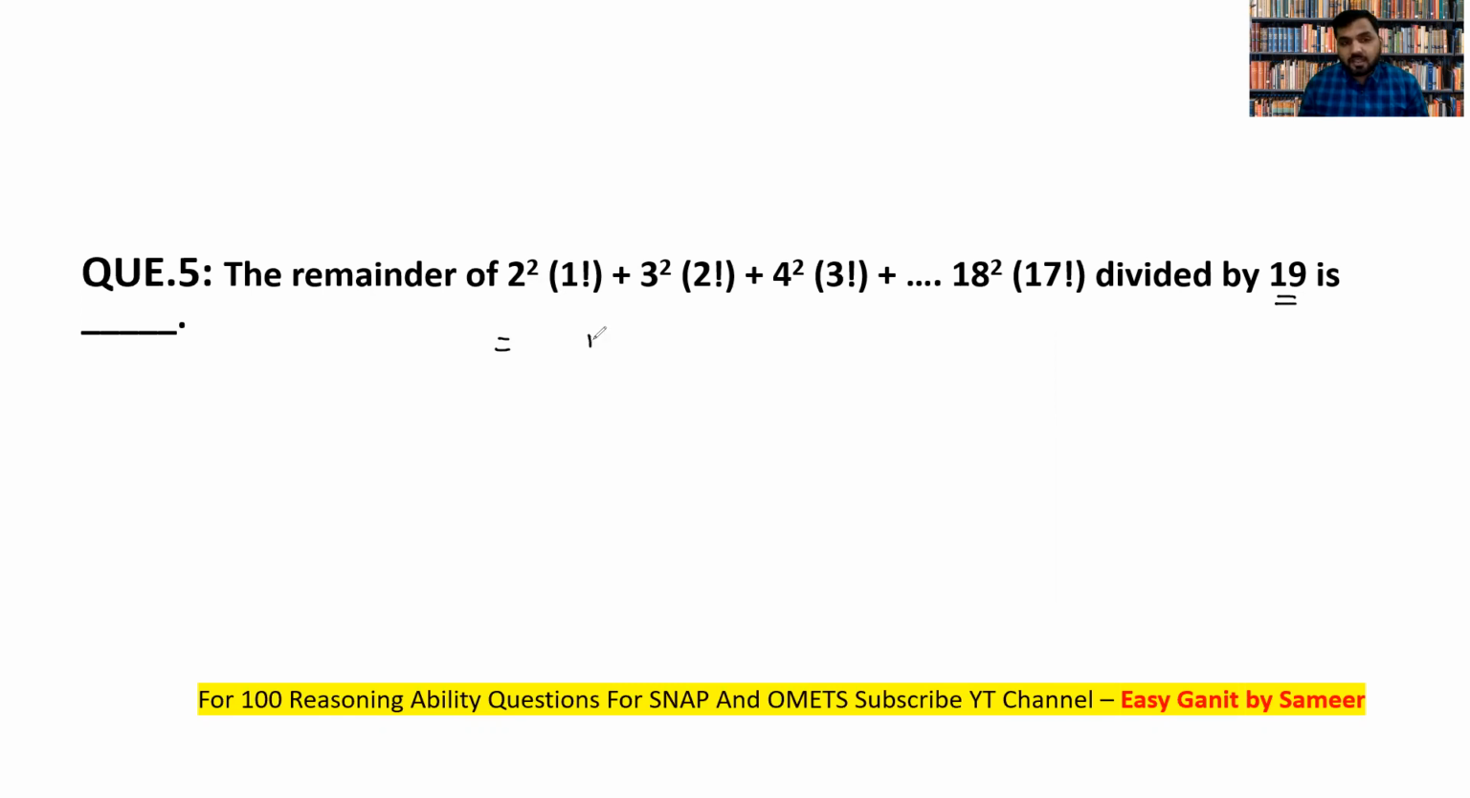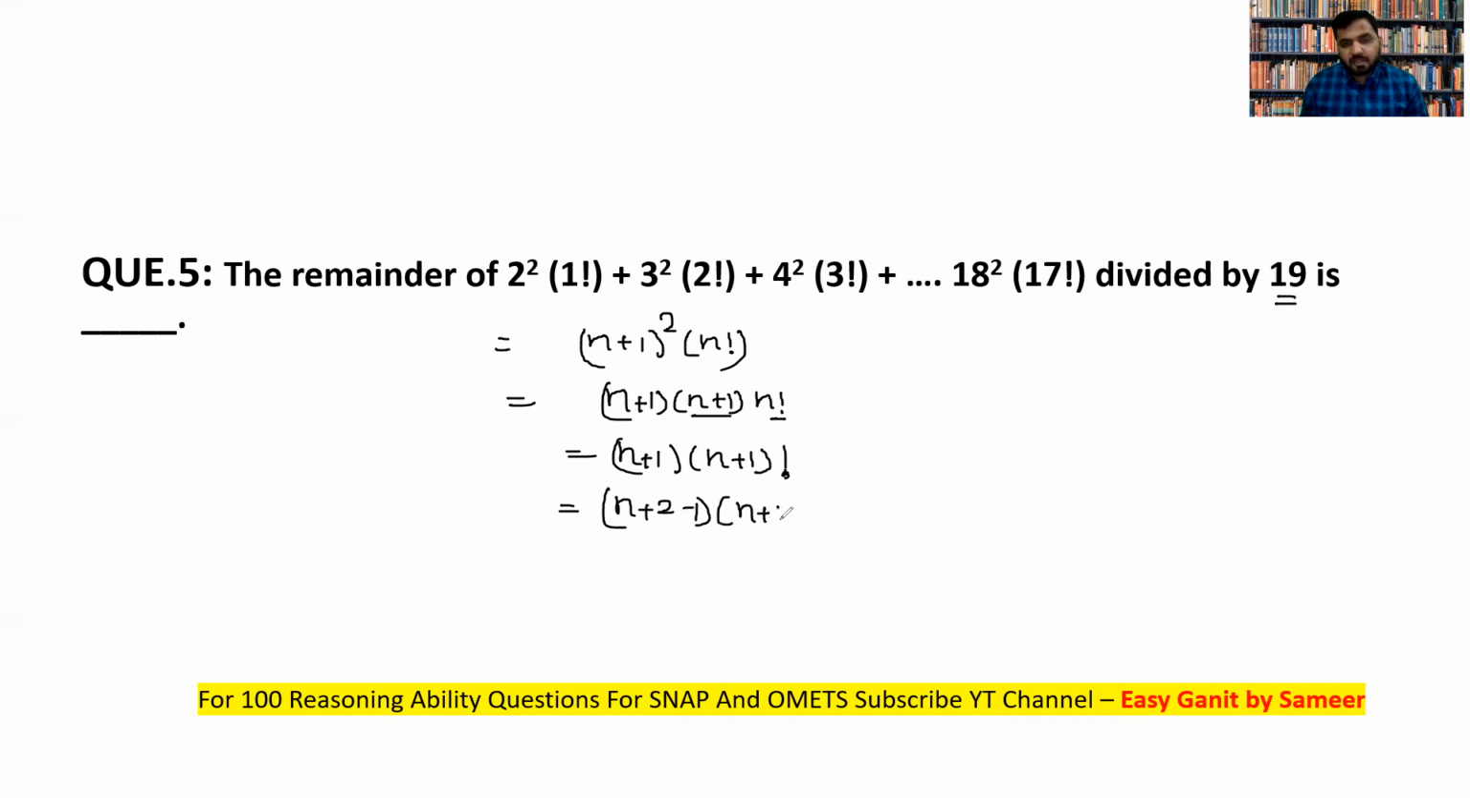You see this, guys, can I generalize this whole term as n plus 1 whole square multiplied by n factorial? This is a general term of the series. Now, this can be written as n plus 1 multiplied by n plus 1 multiplied by n factorial, right? Now, n plus 1 into n factorial, you see that this is n plus 1 into n plus 1 factorial. And this, you can see that n plus 1 is now n plus 2 minus 1, multiplied by n plus 1 factorial. Now this can be written as n plus 2 into n plus 1 factorial minus n plus 1 factorial. Now this is n plus 2 factorial minus n plus 1 factorial.